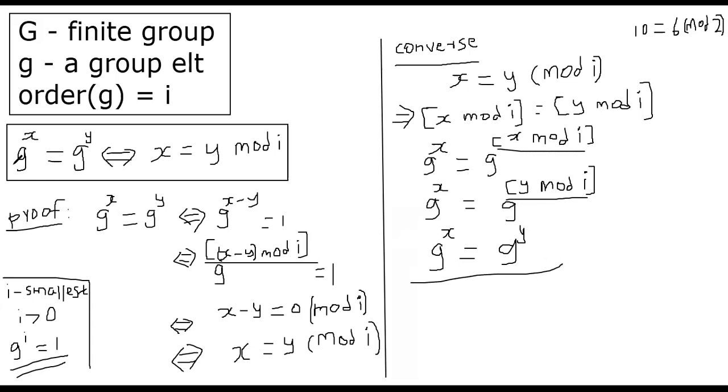So essentially, if the powers are congruent, then you can convince yourself that g power x is the same as g power y. If g power x is equal to g power y, you can also be convinced that the powers must be congruent. But the congruence modulus is the order of the group element that you're playing with. If the order of the group element g is I, then you can put I here. That's basically it. Thank you very much.